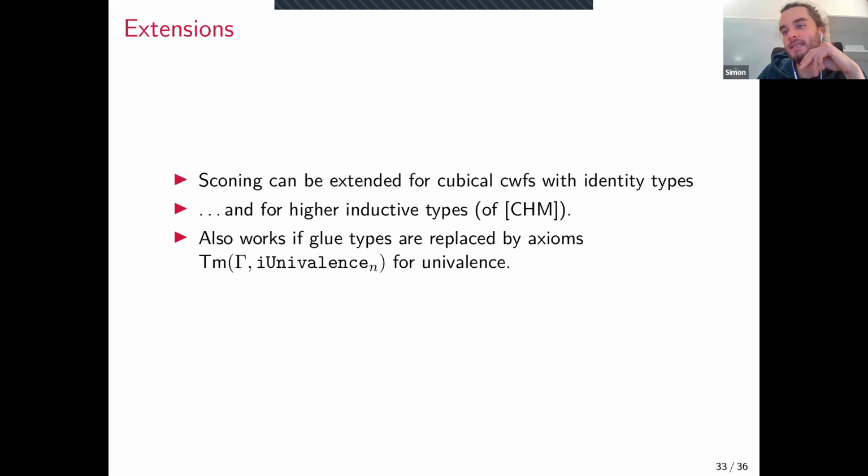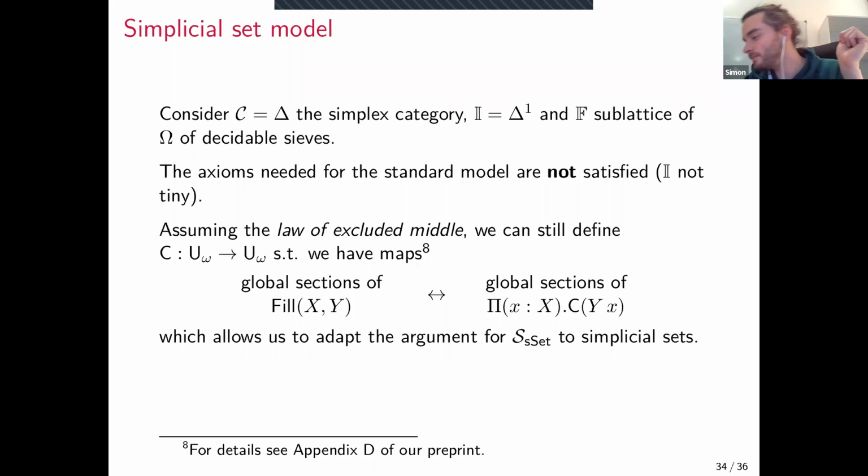We could also, instead of starting with cubical CWF requiring glue types, require that univalence is provable, or that we have a term showing the univalence axiom is inhabited for each universe level. So then this also works in this case. Right. Okay.